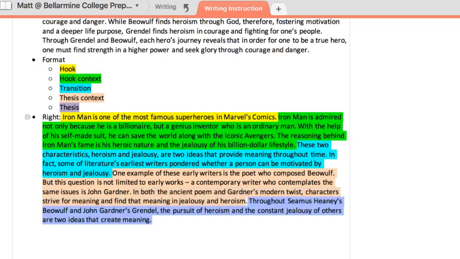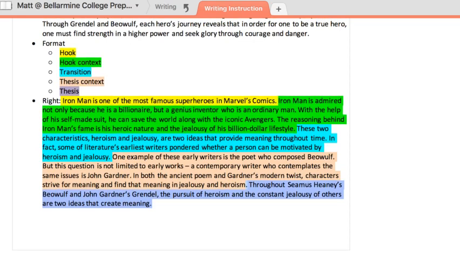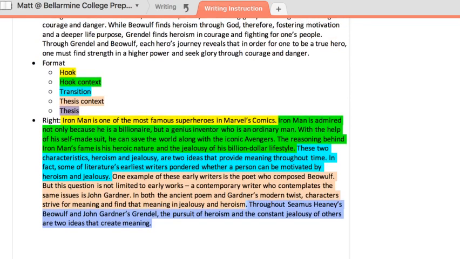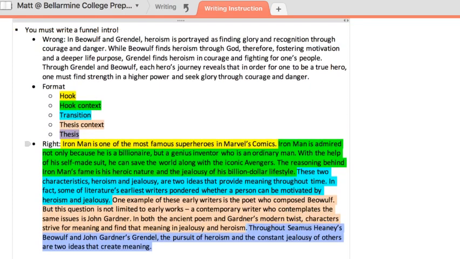Suddenly, finally, we're at the thesis. Throughout Seamus Heaney's Beowulf and John Gardner's Grendel, the pursuit of heroism, the constant jealousy of others are two ideas that create meaning. Okay, so let's just quickly summarize for the end.